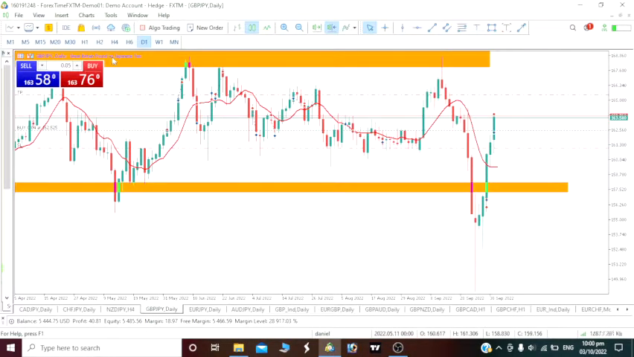We would be looking at this GBPJPY. We will try to predict where the price will be moving for the next day, which is on the 4th. By the way, I've done analysis on this GBPJPY, I think on the weekly time frame. If you've not watched it, you can go and watch it.